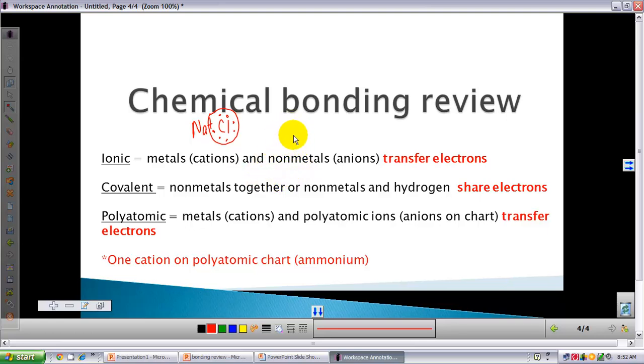It's a very, very strong bond. They have high melting points. They're bonded together very well.